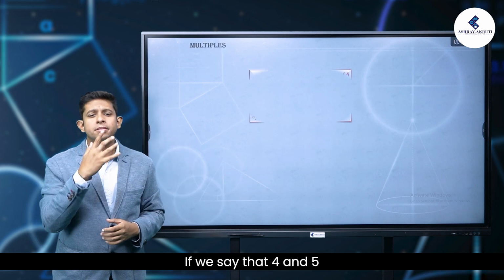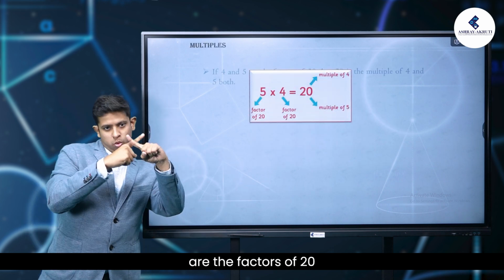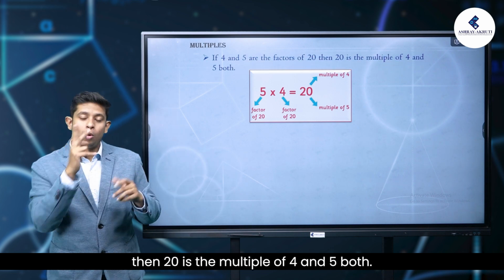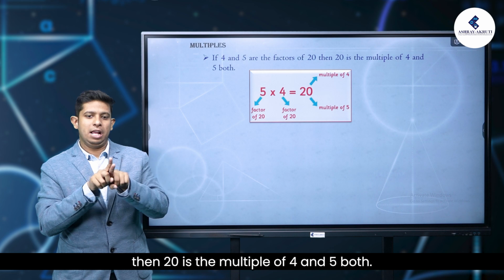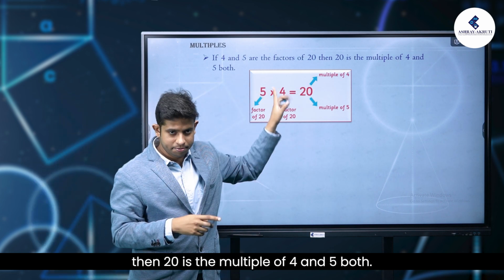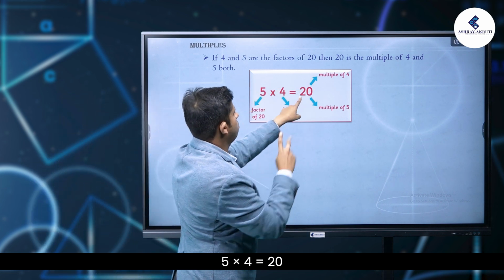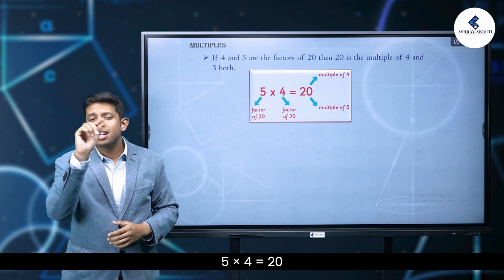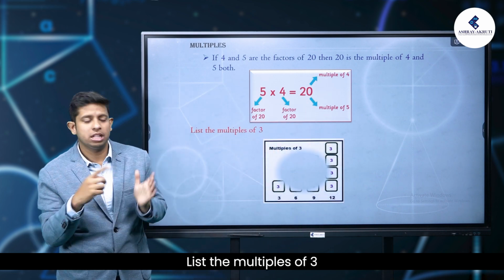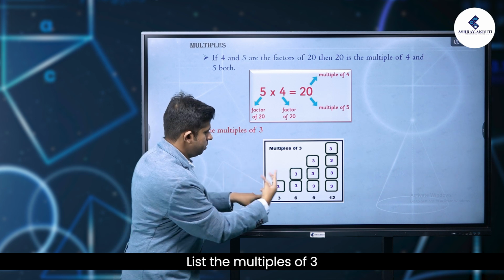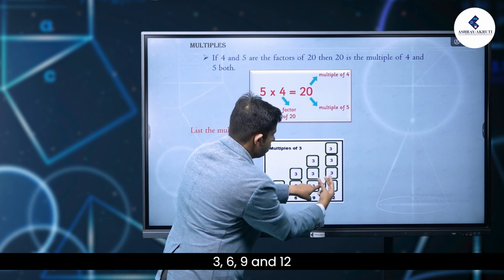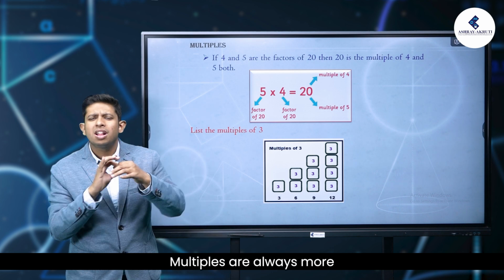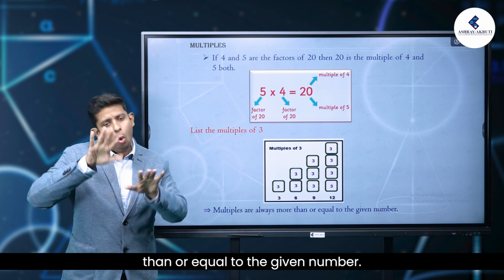Multiples. If we say that 4 and 5 are the factors of 20, then 20 is a multiple of 4 and 5 both. Five into 4 is equal to 20. List the multiples of 3: 3, 6, 9 and 12. Multiples are always more than or equal to the given number.